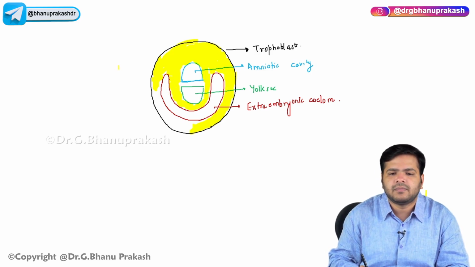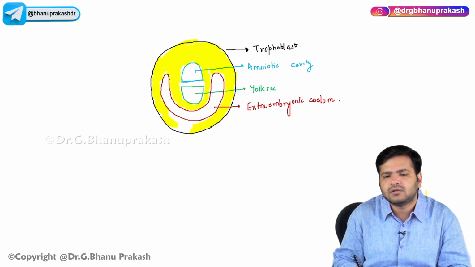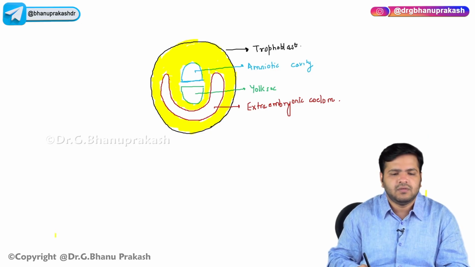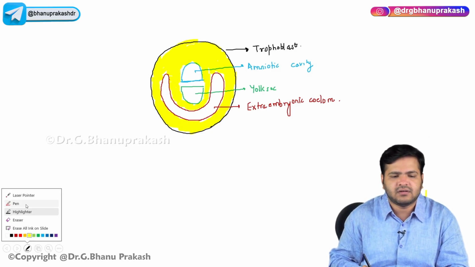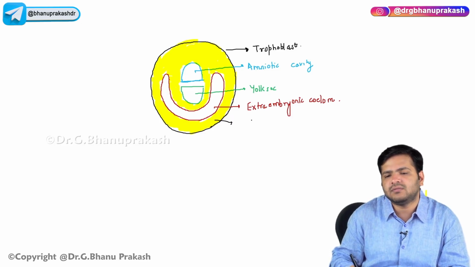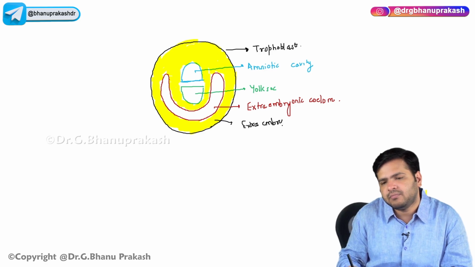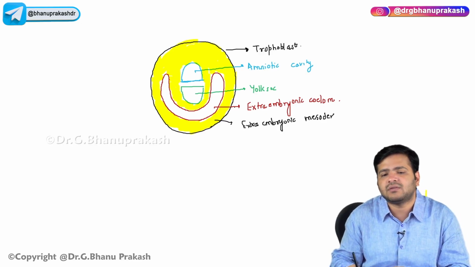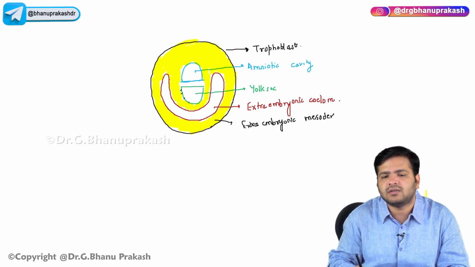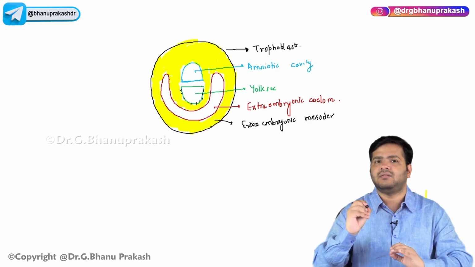Yes. So yeah, just highlighting it so that it's clear to you, right? Now, this yellow color which I have highlighted, it is the extraembryonic mesoderm, right? I'll just mark it so that it is clear to you people. Extraembryonic mesoderm, right? Now, extraembryonic mesoderm, it is coming from the walls of the yolk sac, right?